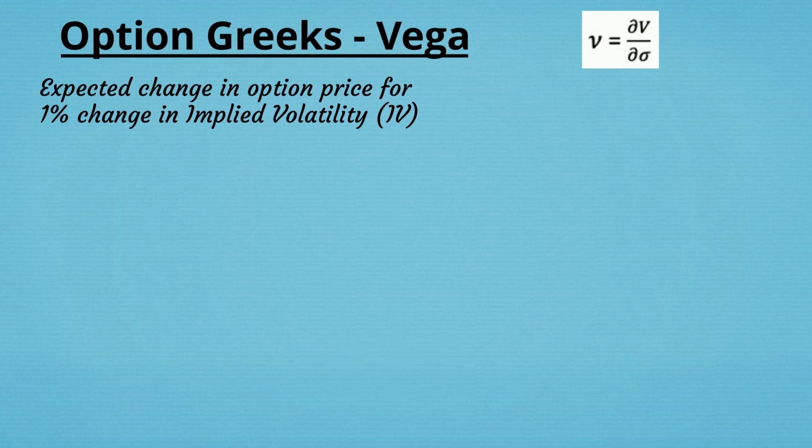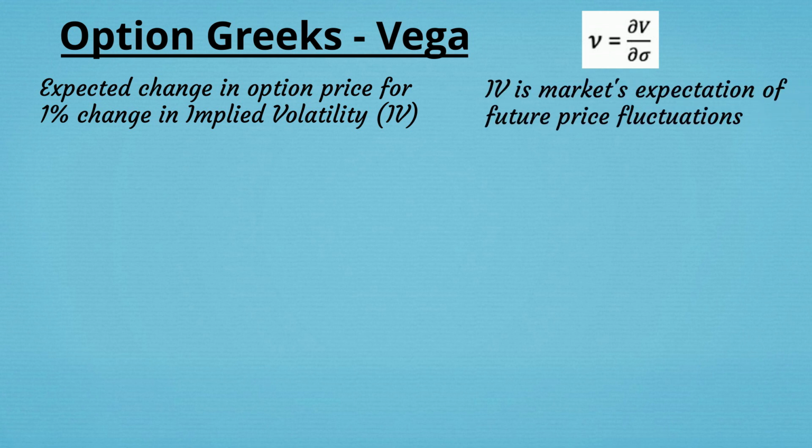And just so there's no confusion on this, let's add one more definition up there. Implied volatility is a measure of the market's expectation of future price fluctuations of a stock. In other words, how much is the price expected to move over a given period of time?